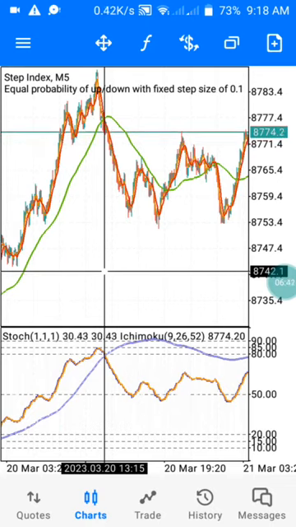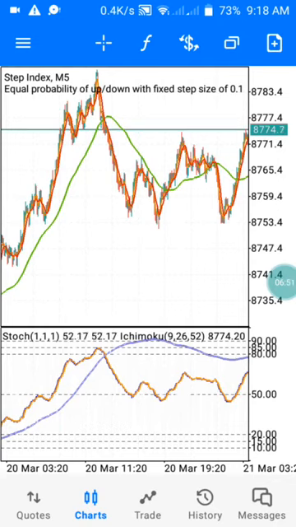So this also works on 1 hour time frames. It works on 15-minute time frames. It works on 30-minute time frames. All you need to do is to get this indicator and this strategy on your charts.